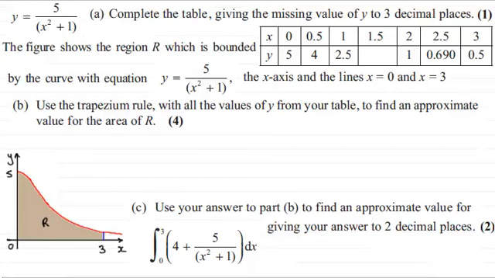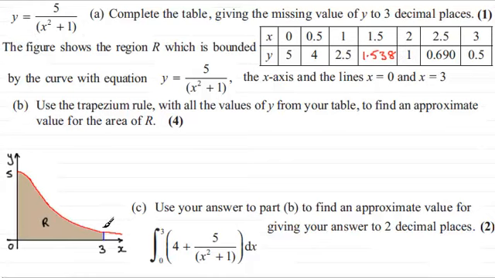Okay, welcome back then if you had a go. Well, all we've got to do is just simply substitute x equals 1.5 into our equation here. And what you get out to three decimal places is 1.538.